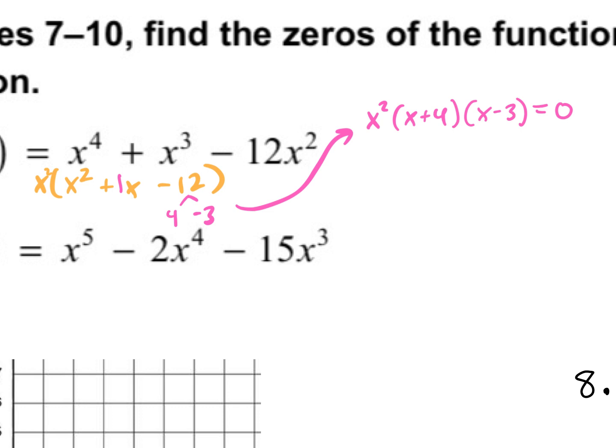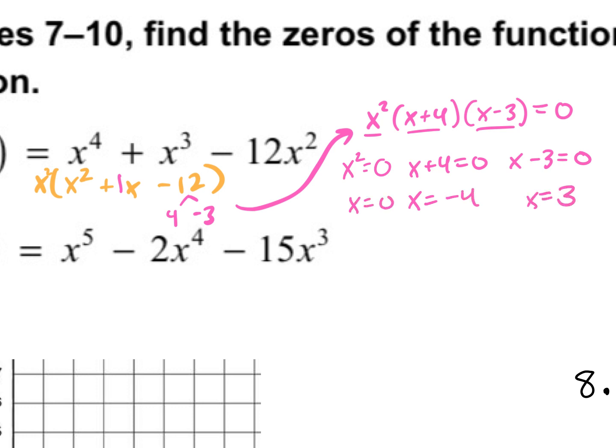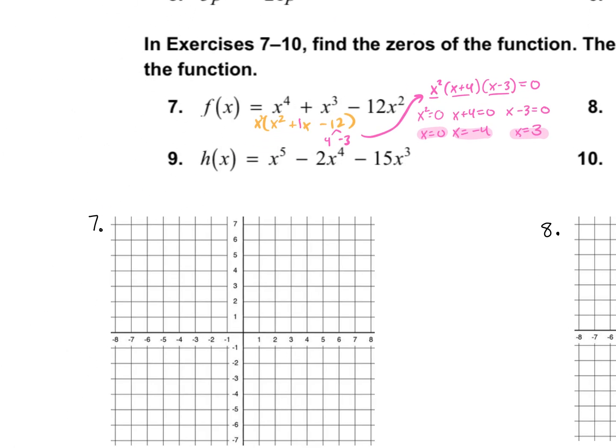What would I do next? Set each piece equal to 0. Then x plus 4 is equal to 0, and x minus 3 is equal to 0. So x is equal to what? 0, 3, and -4. Perfect. X is equal to 0, x is equal to -4, and x is equal to positive 3. So these are 3 solutions here. So I can put them on my graph. I'm going to have a point at 0, at -4, and at 3.